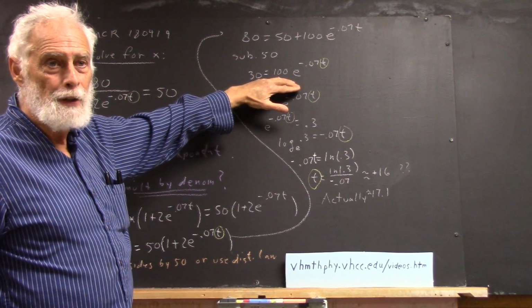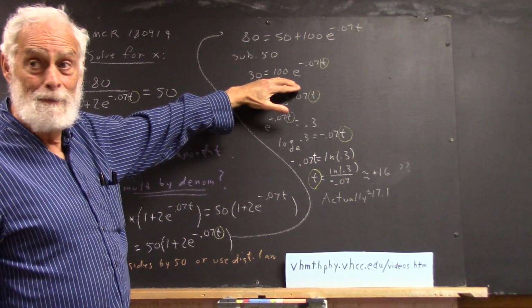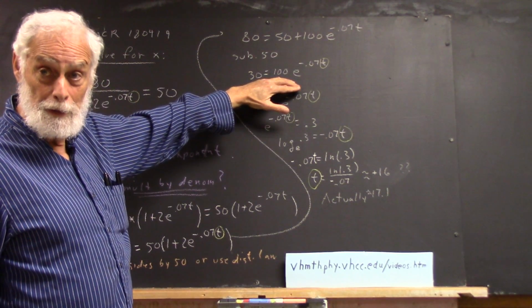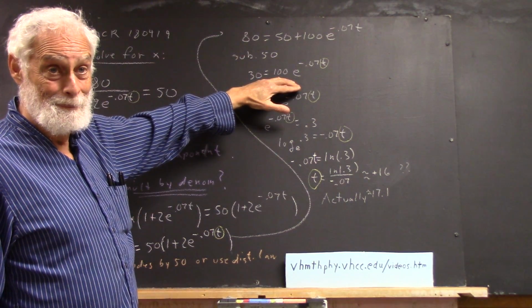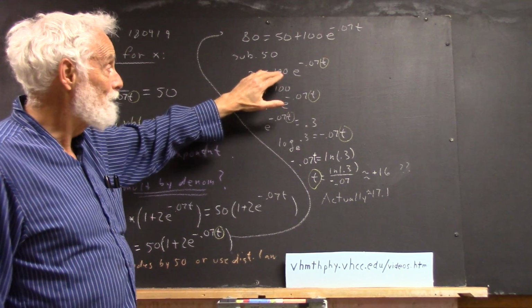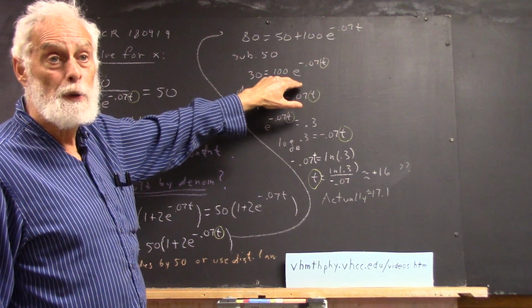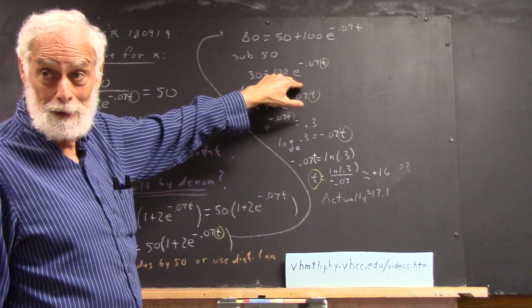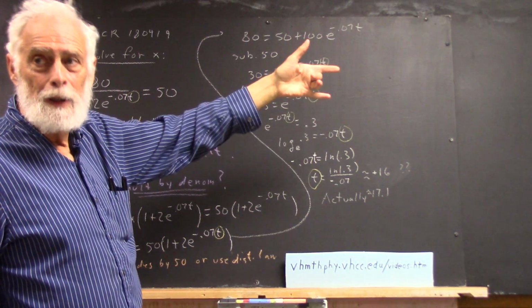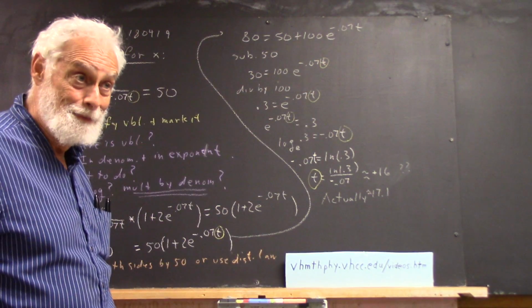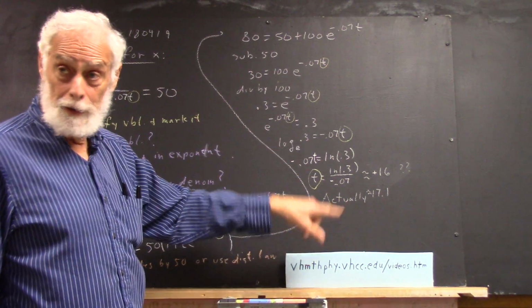Okay, now we're almost there. What's the obvious thing we're going to do here? Divide by 100, right? Now, we don't subtract 100, do we? Because 100 is multiplied by the e to the negative 0.07t. We can't undo a multiplication by subtraction, can we? The inverse operation for multiplication is division, okay? So we get this, and the rest of it is history, right?